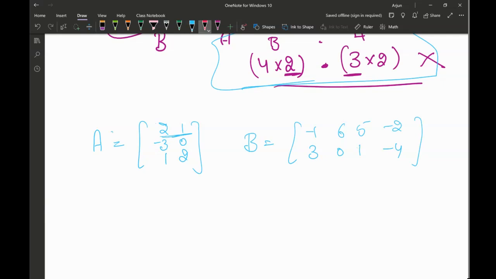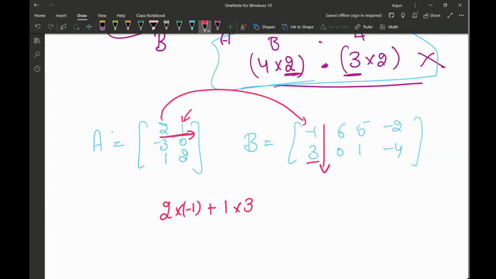So see this carefully: the row of the first one will multiply with the column of the second one. That's going to give me the first element: 2 times minus 1, plus 1 times 3.